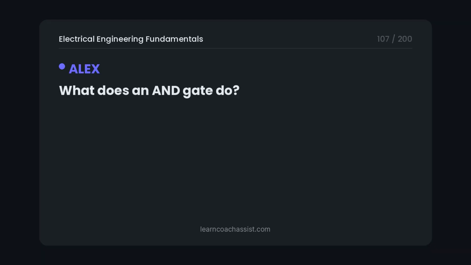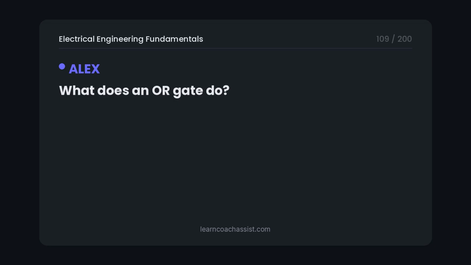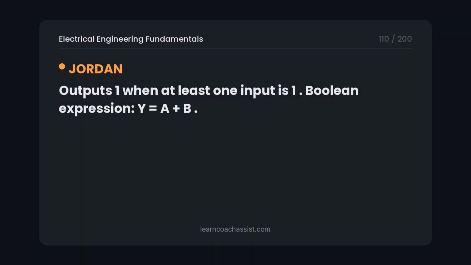What does an AND gate do? Outputs 1 only when all inputs are 1. Boolean expression, Y equals AB. What does an OR gate do? Outputs 1 when at least one input is 1. Boolean expression, Y equals A plus B.